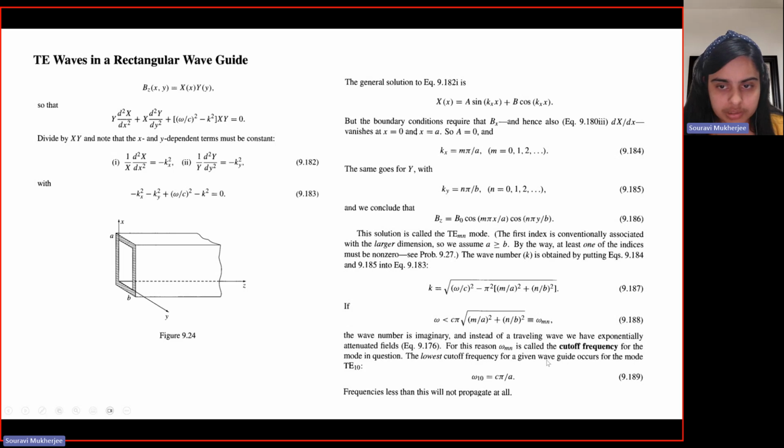Okay. Now, what can be the lowest cutoff? The lowest cutoff means you have to look at what could be the possible lowest values of m and n, right? If m and n both are zero, that means the entire term becomes zero, so that doesn't make any sense. But you can put one of them to be zero. Now which one should be zero? If you have to find the lowest cutoff, how do you do that? There you have to consider what is the smallest dimension.